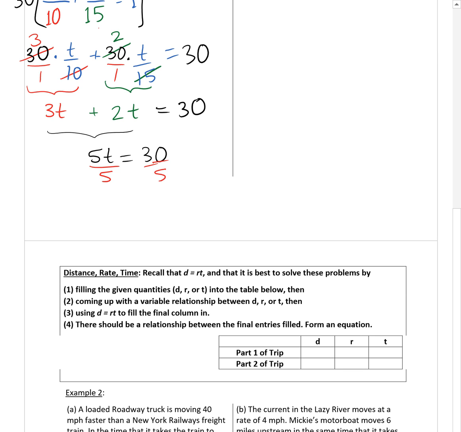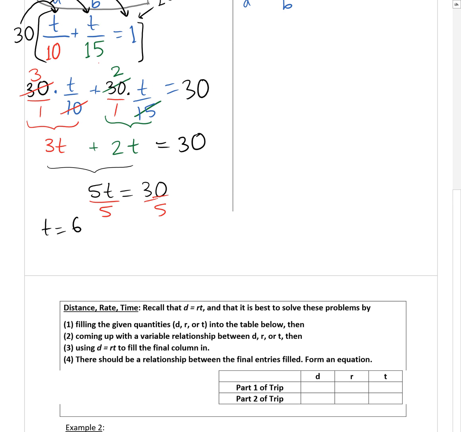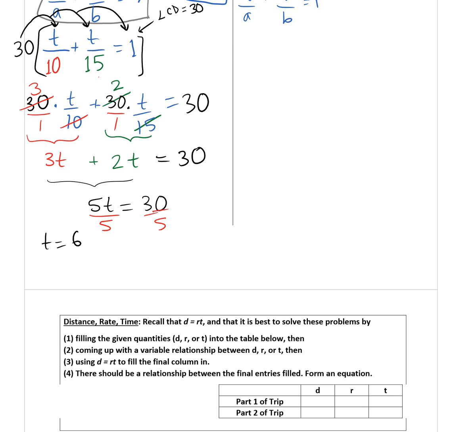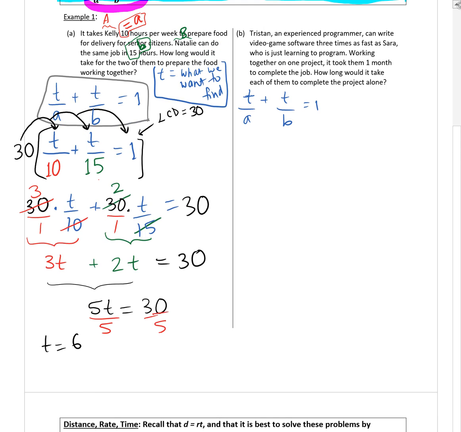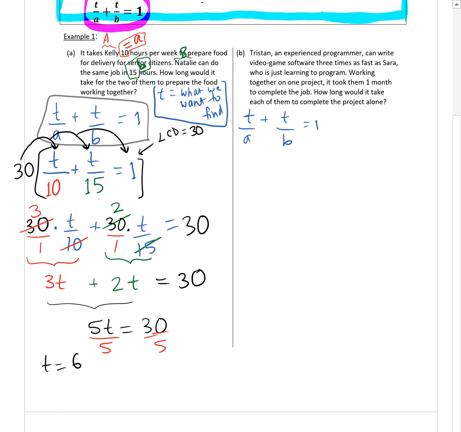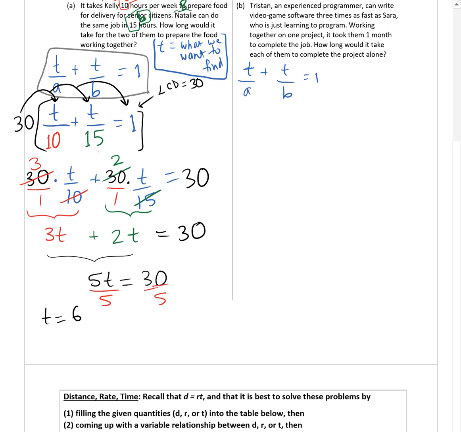And that'll be it. So it looks like t is 6, huh? 30 divided by 5. I should make sure that that's what they asked for. Because remember, t stood for how long it takes them to work together. Is that what they asked for? How long would it take for the two of them to prepare the food working together? Yeah? Okay. That's what they were asking for.